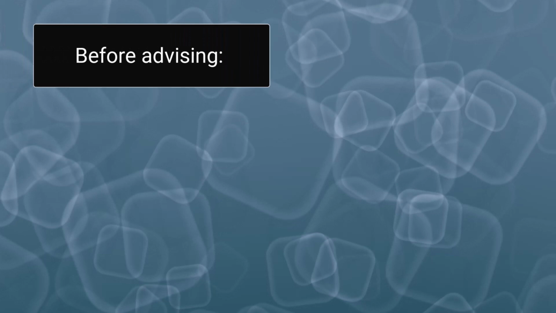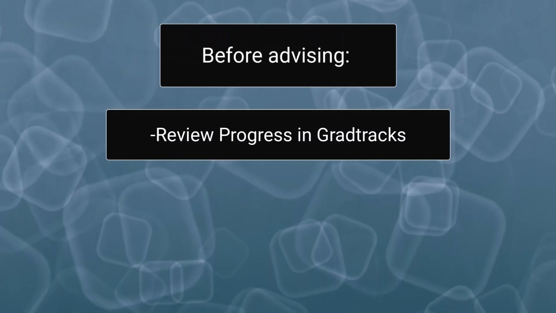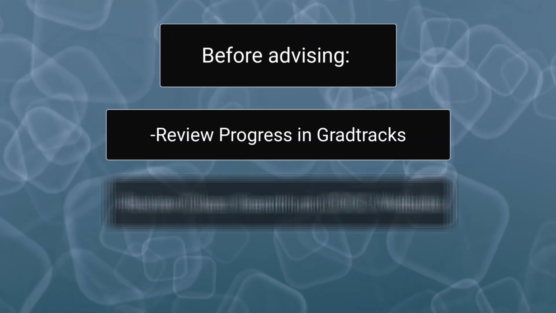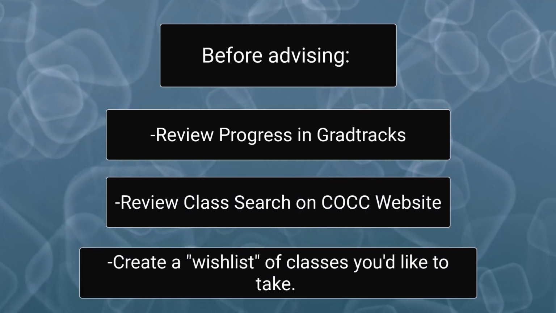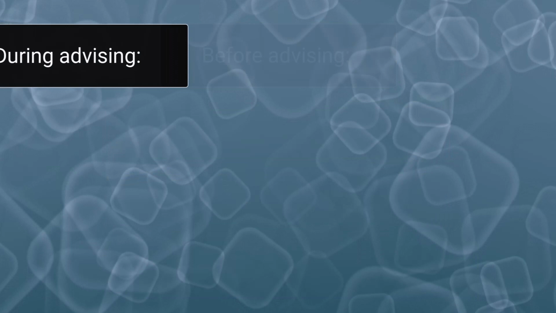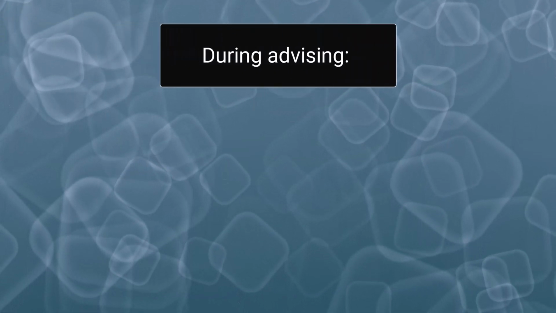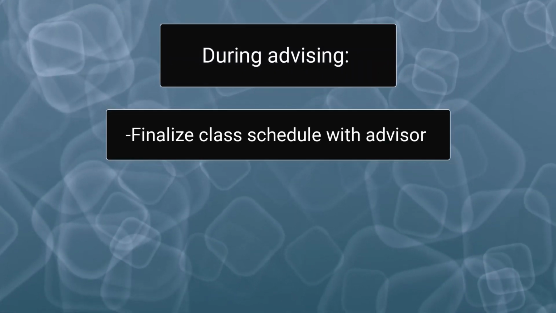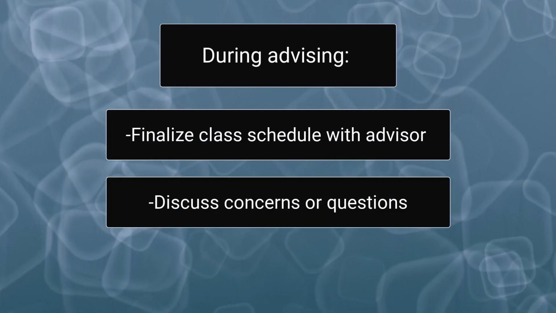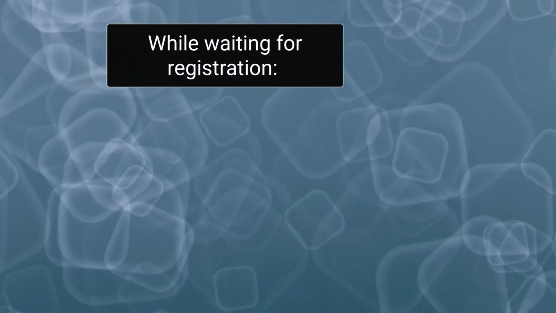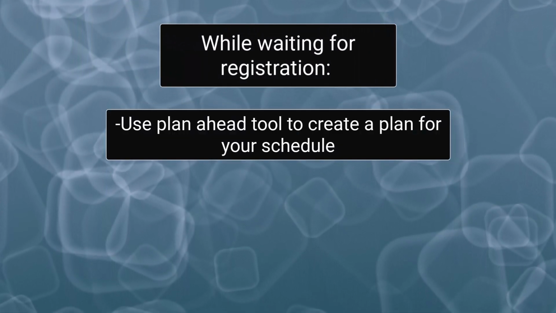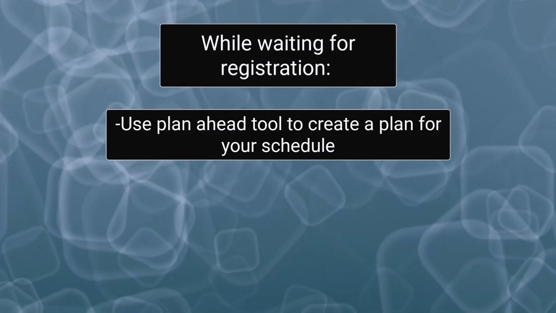Before your advising meeting, review your progress in GradTracks and review the class search on the COCC website. It can be helpful to bring a wish list of classes you would like to take to your meeting. During your advising meeting, you'll be able to finalize a class schedule with your advisor and discuss any academic concerns or questions. While you're waiting for your registration date, you can use the Plan Ahead tool to create a plan for your schedule and make the registration process smoother.